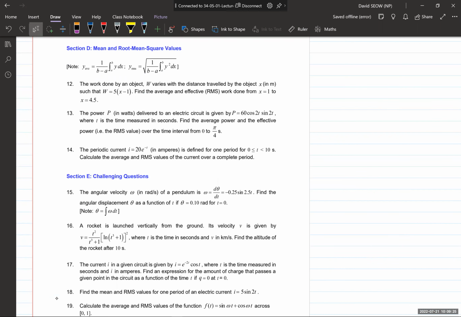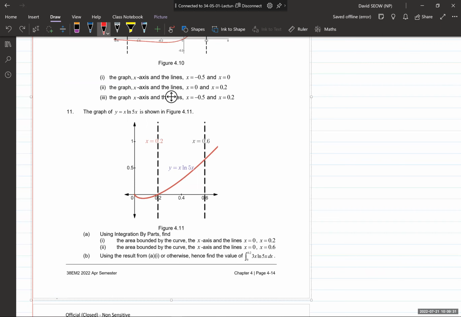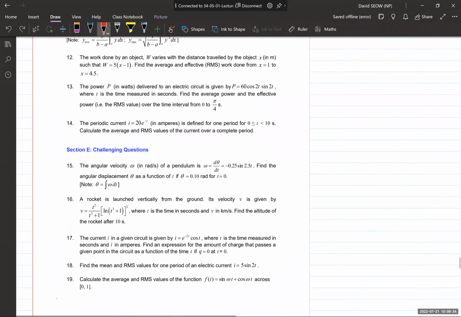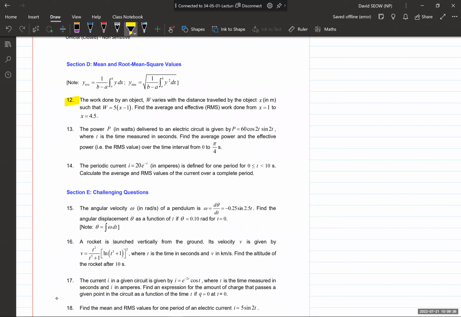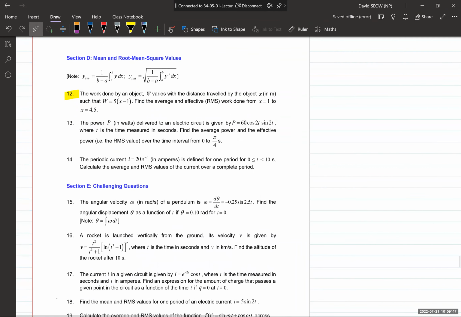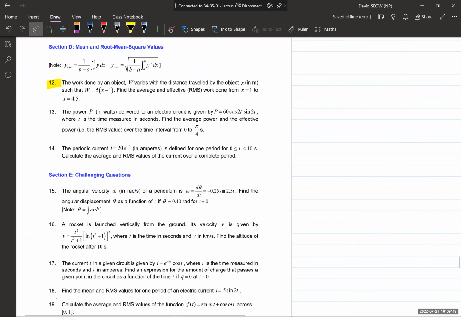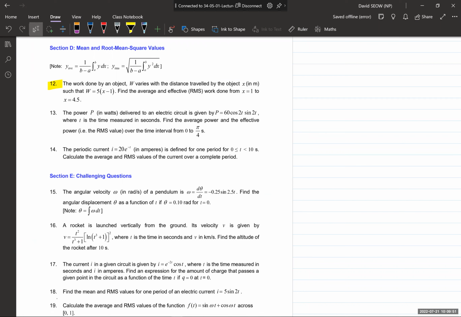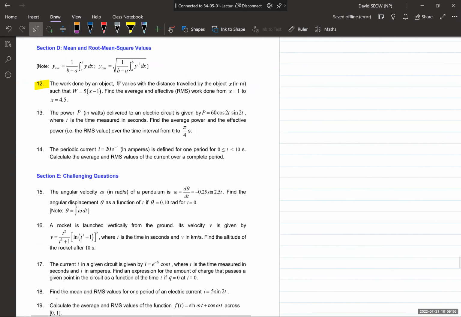Let's just look at this. We try question 12. Let's try question 12. Then after that, we look at the revision questions. So from today and the next few sessions, we will try a bit of tutorial, then we look at the revision questions. Okay, let's look at the question 12 tutorial. Okay, we can do it together.